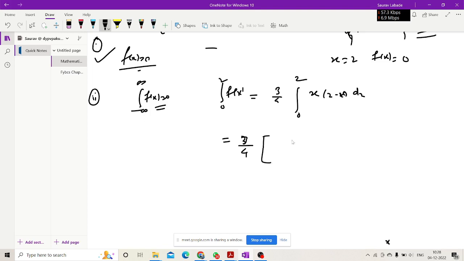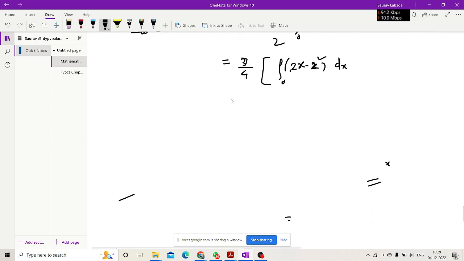Yes, what is the integration? First, just multiply. So this will become the integration from 0 to 2 of (2x minus x square) into dx. And then what is this integration? So this is 3 by 4 times the integration from 0 to 2.